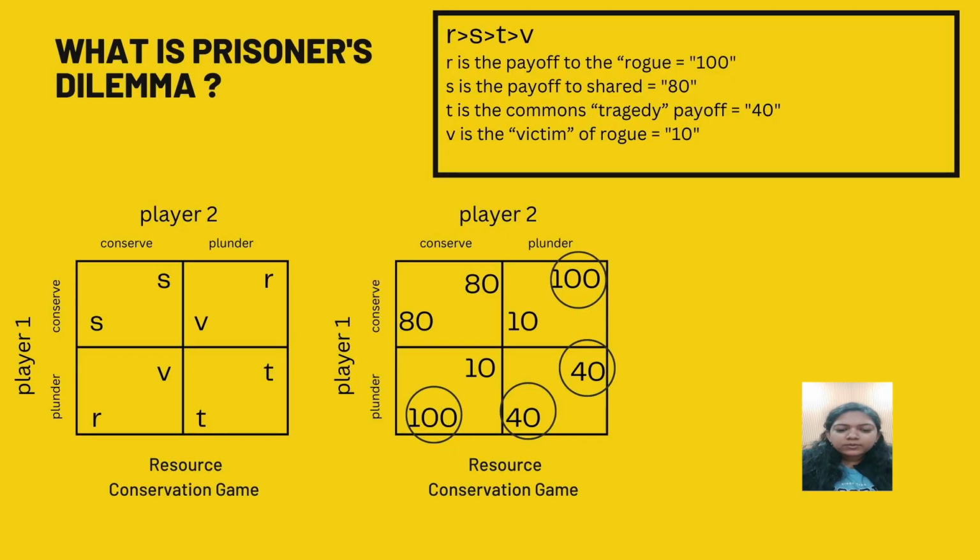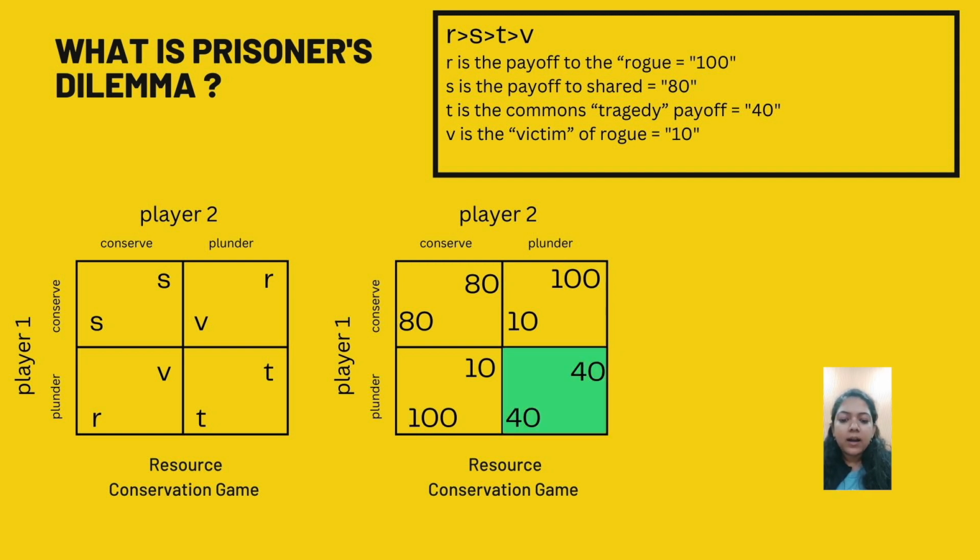If in Jailpur there are law and order concerns and everyone is acting in self-interest, then the village will fall in the prisoner's dilemma trap. As you can see here, R depicts the payoff to the plunderer. S depicts the payoff when everyone is conserving. T depicts the payoff when everyone starts plundering. This is the tragedy of commons. V depicts the payoff when one player is conserving and the other is plundering, and vice versa.